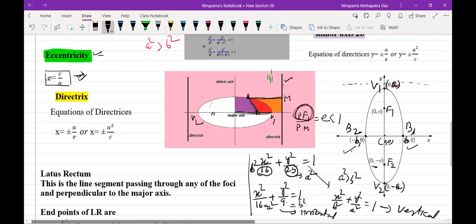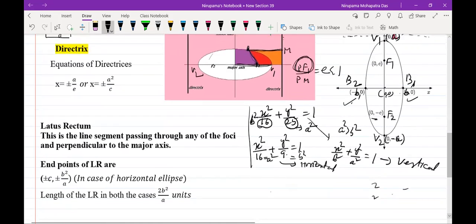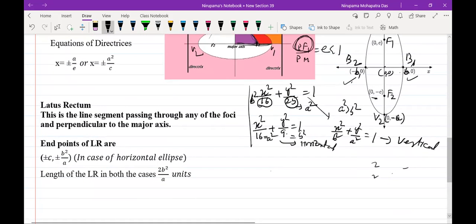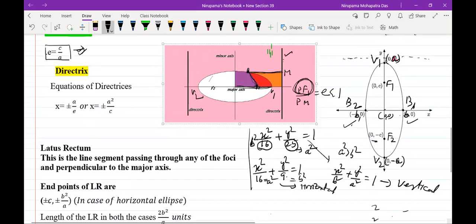Then one more last term, the last term is basically the latus rectum. The latus rectum is the line segment passing through any of the foci and perpendicular to the major axis. The way you have defined it, this can be taken as the latus rectum. Similarly, this one, so you have two latus rectum, plural is lateral recta, LR, ends of lateral recta.